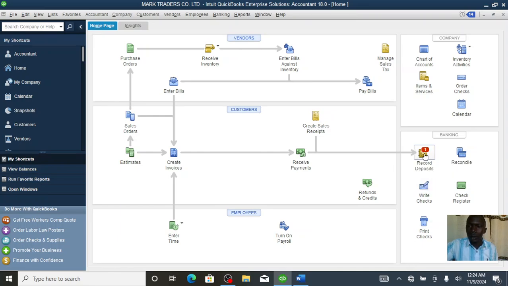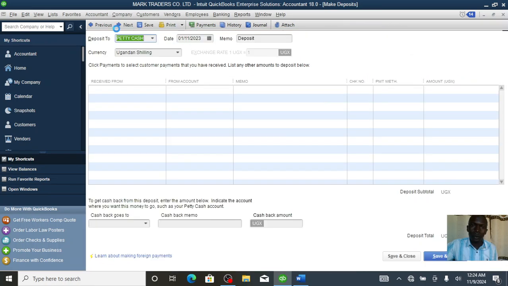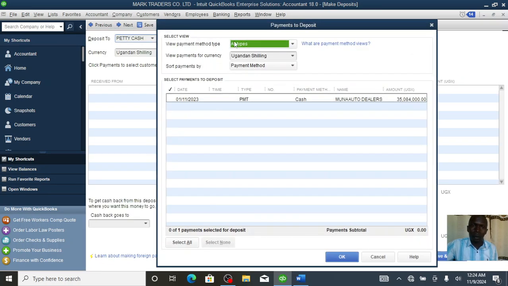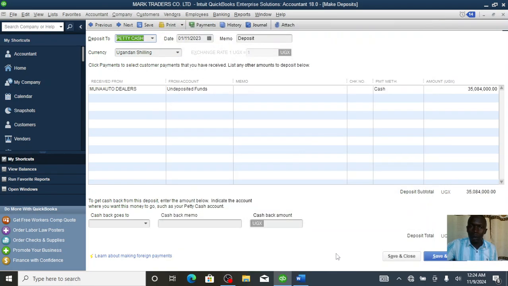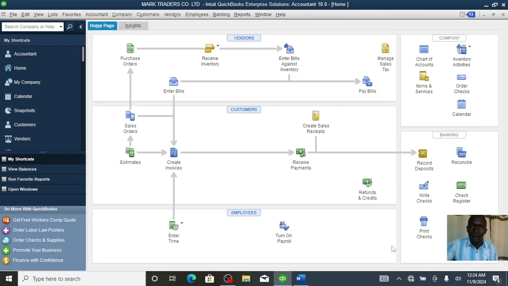So we record our deposits. We check this mode of payment. Okay, it is under petty cash. We save and close.